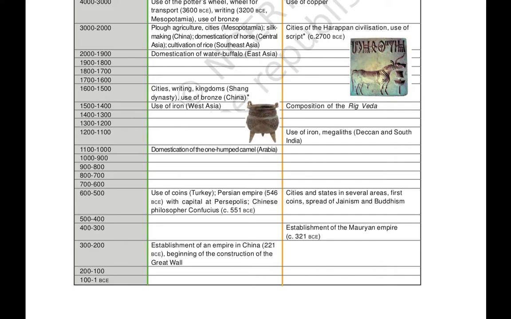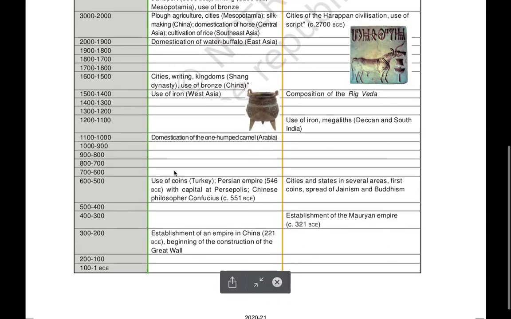Then 500 to 400, nothing was found. Then 400 to 300 in this timeline in Europe, in South Asia, establishment of the Mauryan Empire, 321 BCE. From 300 to 200 in Asia, establishment of an empire in China, 221 BCE, beginning of the construction of the Great Wall. Then 200 to 100 BCE, then 100 to 1 BCE.